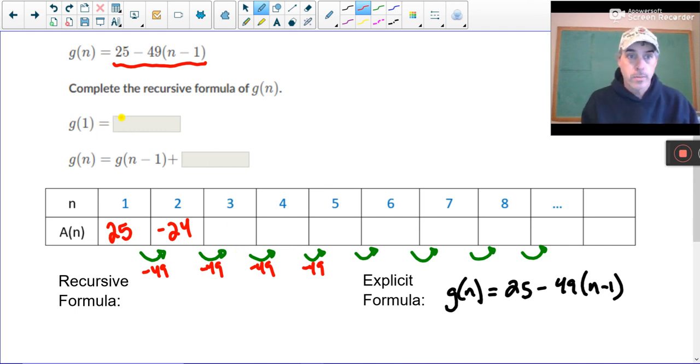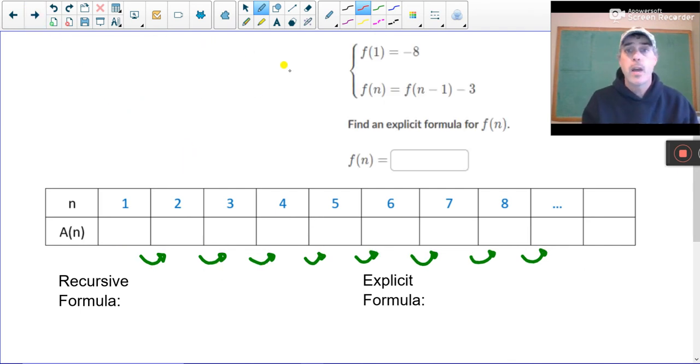Okay, so my first term is 25, and to have a recursive formula, I need the previous term plus my common difference, and so that's going to be a minus 49. All right, so we've done 2 of those, which was complete the recursive formula. And now we're going to find an explicit formula. So we're just going to do the opposite.